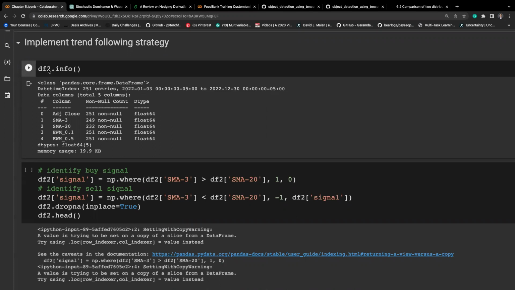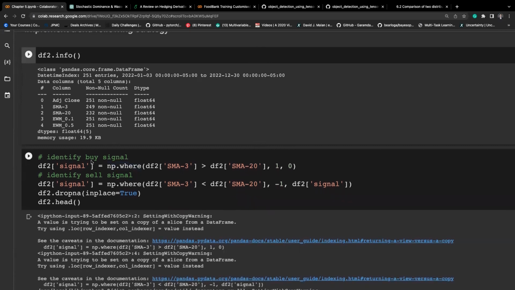So remember that our data frame consists of the daily stock prices, which is the adjusted closing price, and the derived simple moving averages and the exponentially smoothed moving averages, right? So these are the derived series, also time series.